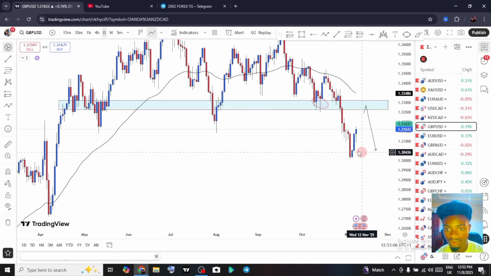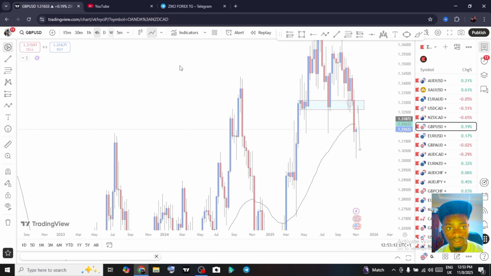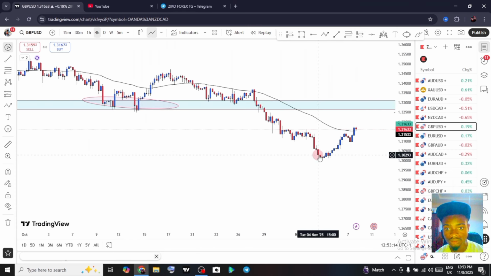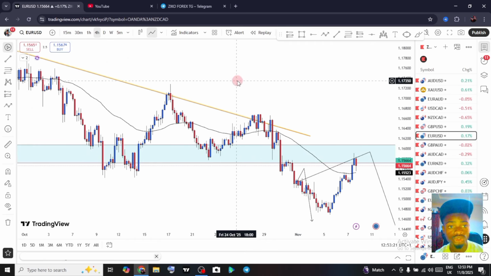This is a very clean setup, right? Clearly bearish, weekly time frame is also bearish, and then the 4-hour time frame is, well, currently bullish right now because it's getting back to area of interest. Next pair we have is EURUSD.